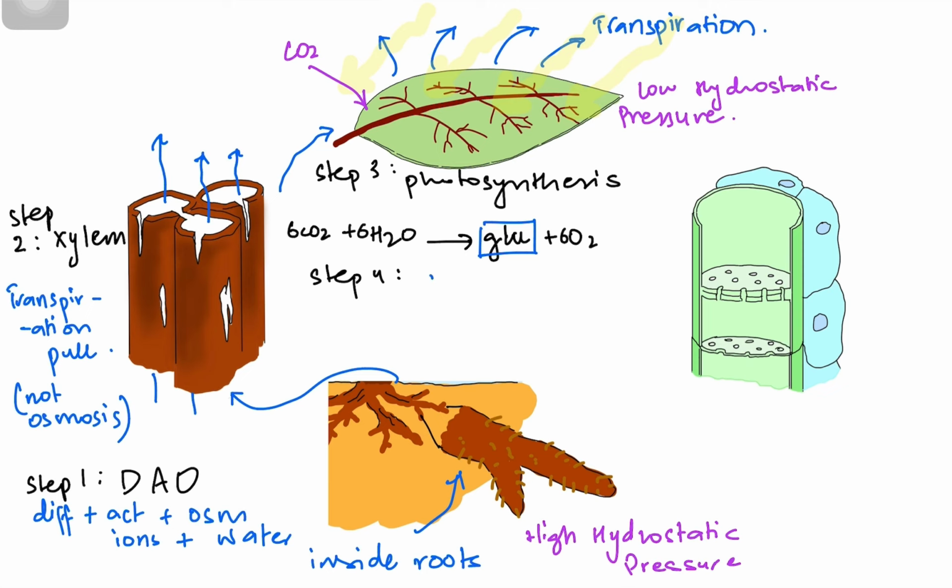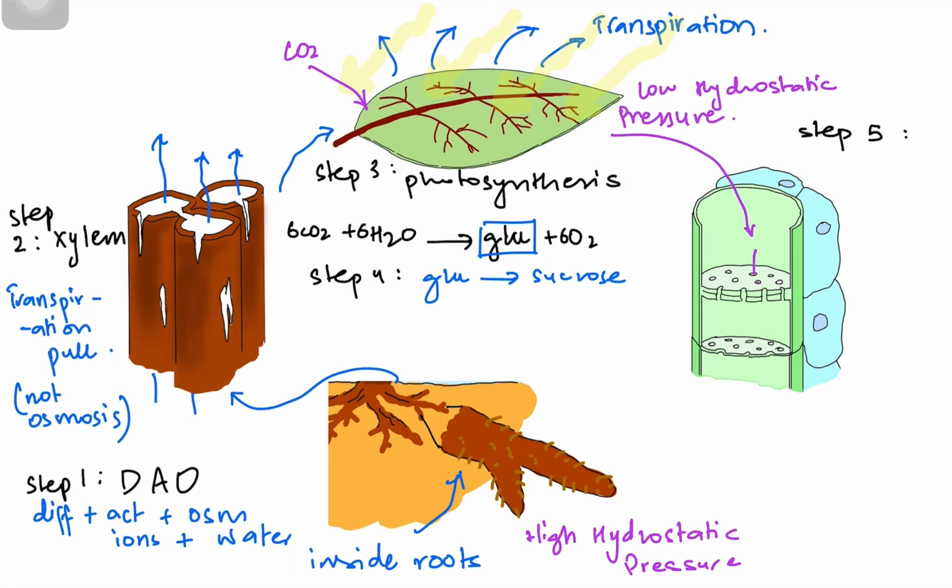So step 4 is that you get all the glucose and then you convert it into a sugar known as sucrose. We'll talk about it shortly. Now sucrose is the main sugar which is transported through the phloem in step 5.